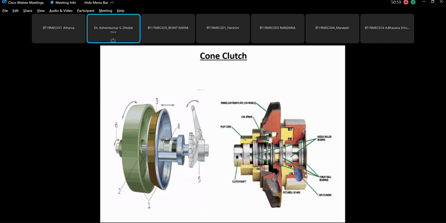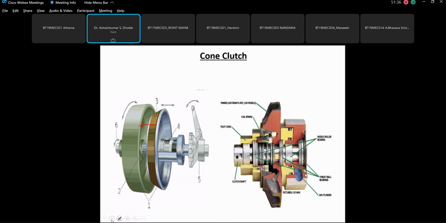The green colored part is the female part, and this is the wedge action, which is a cone. When these two surfaces come in contact with each other, the power is transmitted because of the wedge action. Okay, so that is basically the concept. This is fitted on the crankshaft and the other one is fitted on the clutch shaft, and this is the lever for operation of the clutch. So this is the cone clutch, as shown in the figure.